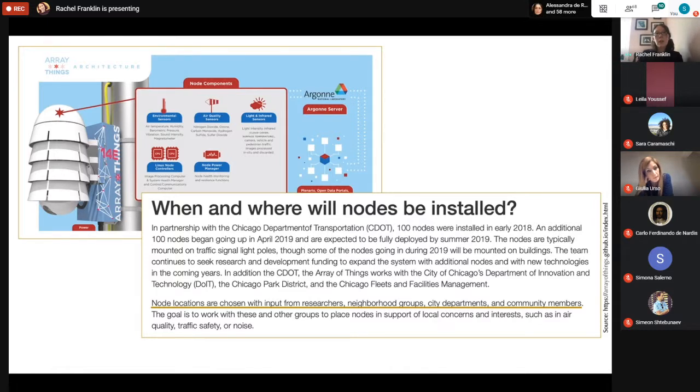So if one goal of smart city policy and technology is to build inclusion, there's inclusion in terms of coverage, but there's also inclusion in terms of discussion about process, right?